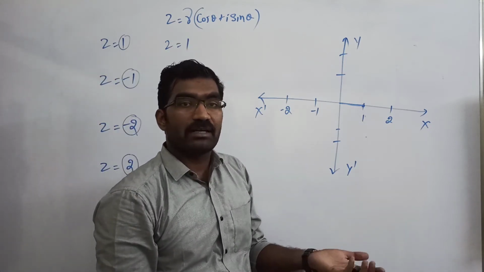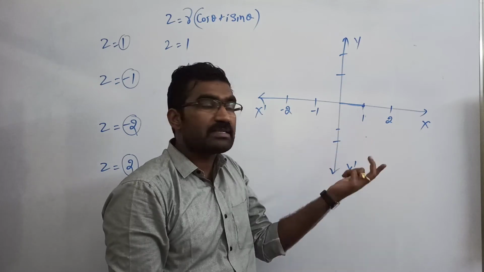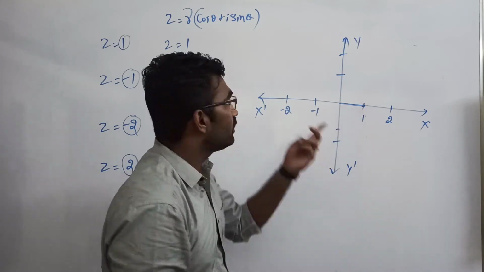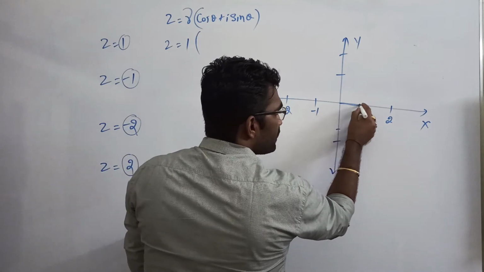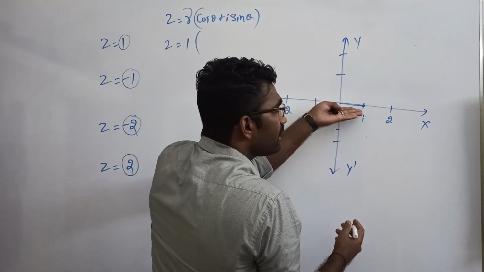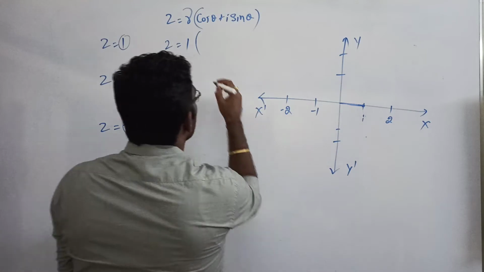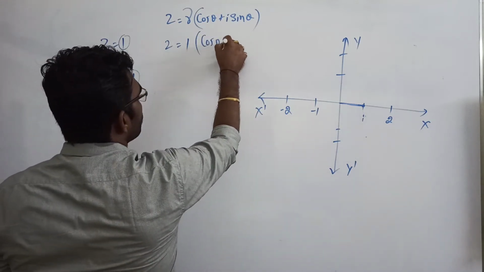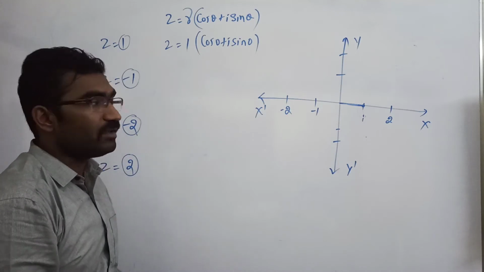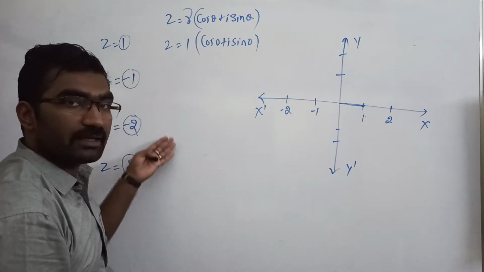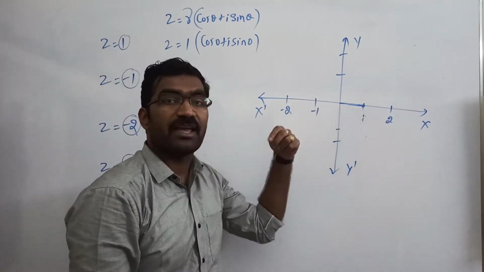r is nothing but what? Distance from the origin to the point. How much is the distance? Distance is 1 unit, therefore r is 1. Now what is the line? This is the line which is lying on the x-axis. What is the angle made by this line with the x-axis? 0. Therefore, cos of 0 plus i sine of 0. Finish. If the number is purely real, it always lies on the x-axis.